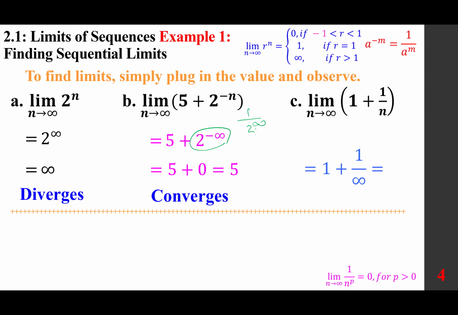Again, we plug in, and remember this theorem, which simply indicates the limit of 1 over n to the power of p as n approaches infinity is 0 for p being positive. In this case, p is 1. So you get 1 plus 0, or 1, which is, again, convergent. So it converges to 1.